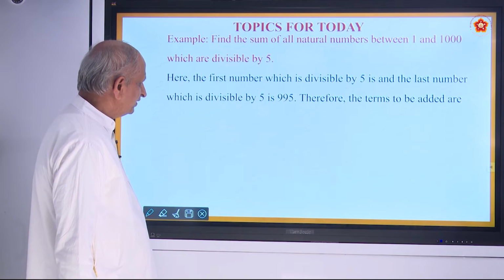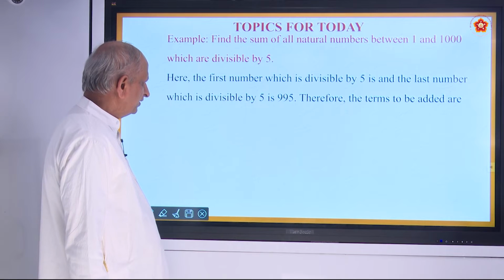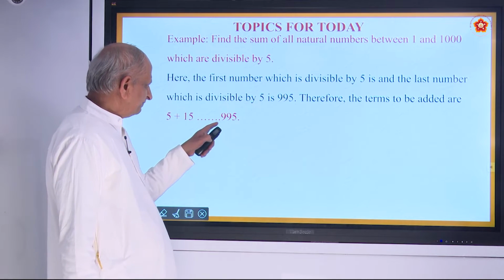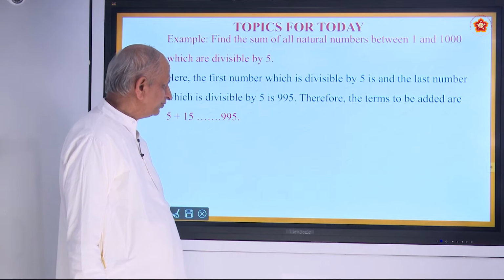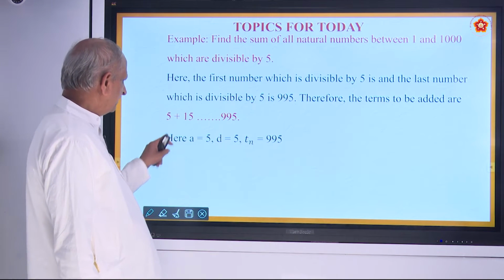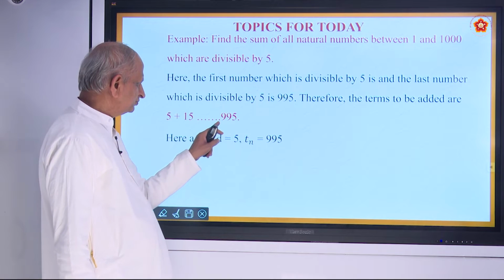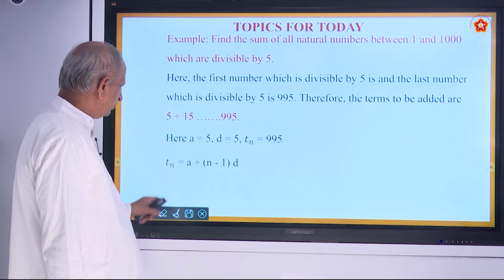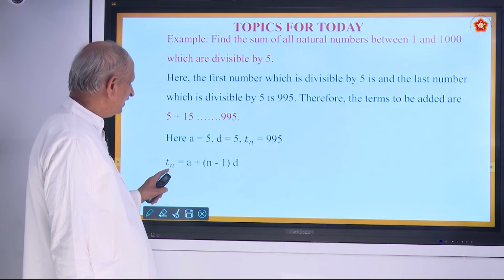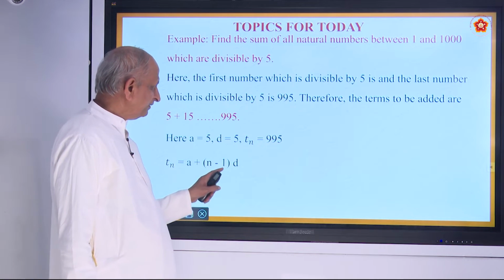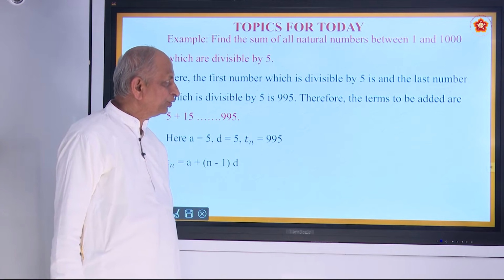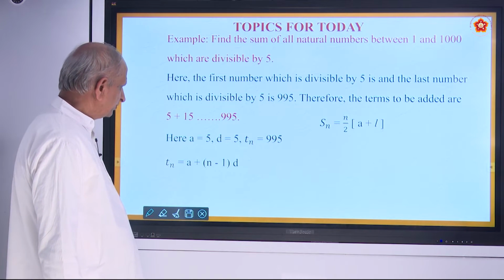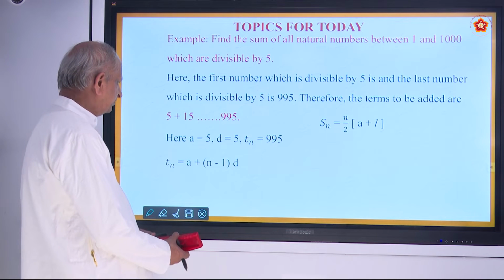When they are asking for the sum, you have to use the formula. So here the first term A is 5, the last term is 995. Here you have to use the formula Tn equals A plus (n minus 1) into D, because we do not know n, is it not? So first you will find out that.